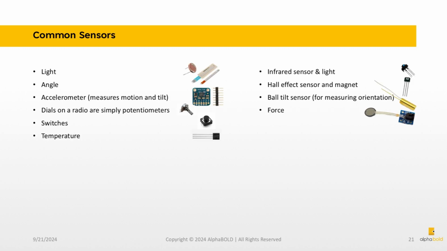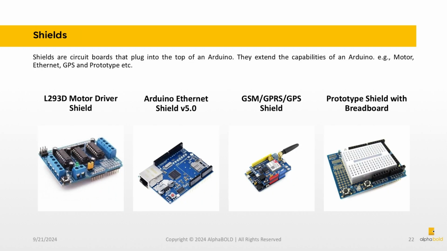Here you can view common sensors used in various applications. For example, sensors for detecting light, angle, motion, force, temperature, and switch states. It also includes potentiometers for dials, accelerometers, and infrared sensors. Shields are circuit boards that plug into the top of an Arduino. They extend the capabilities of an Arduino, e.g., motor, Ethernet, GPS, and prototype, etc.